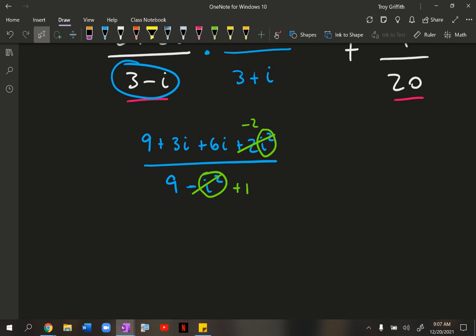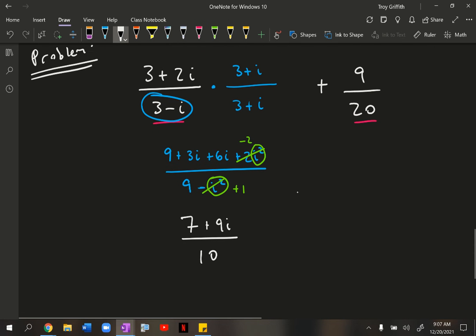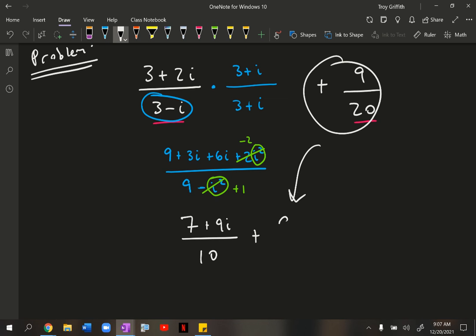And from here, we can get a simplified form of this first fraction. So 9 minus 2 is 7. 3i plus 6i is a plus 9i. And then on the bottom, 9 plus 1 is 10. All right, now let's bring this part back into play. So now I'm adding (7 plus 9i) divided by 10, plus 9 over 20.